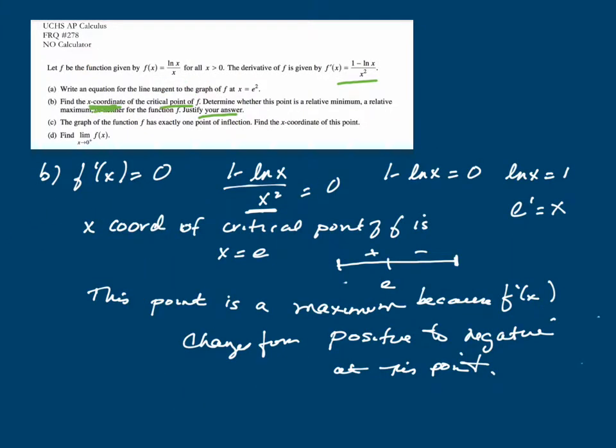Part B is worth 3 points total. You get a point for saying x equals e. You get a point for saying that it was a maximum. And the reason, because it changes from positive to negative, is another point. So those are your 3 points for part B.